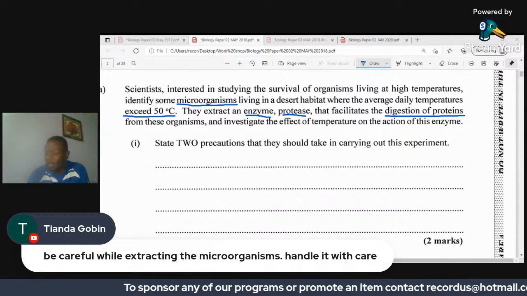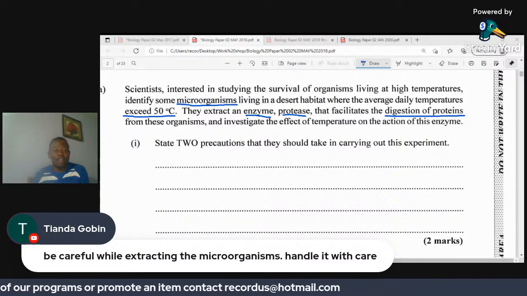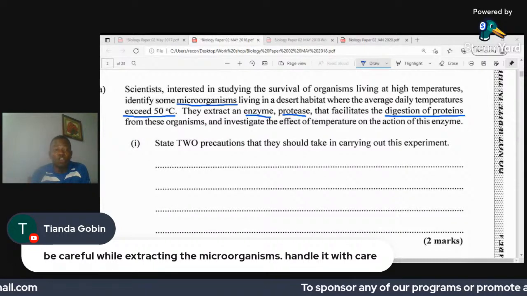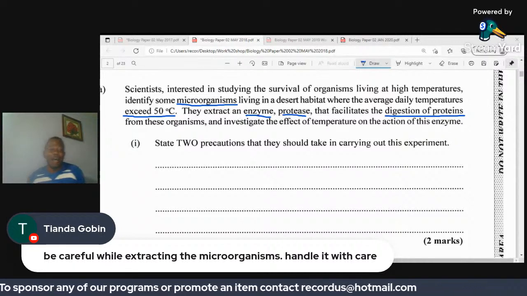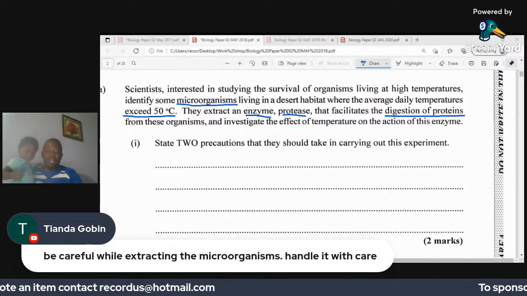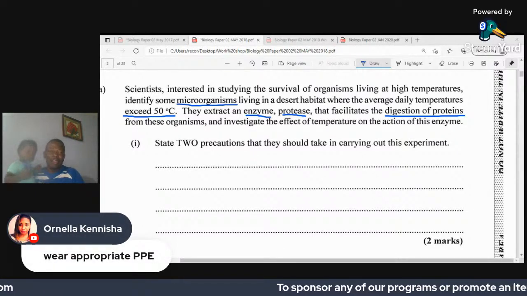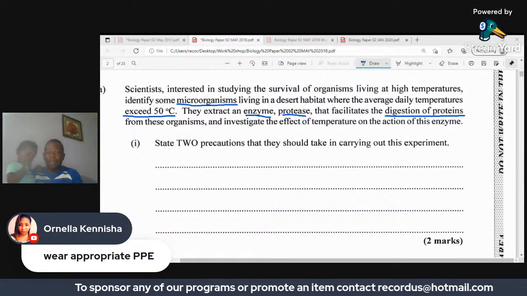Let me see what's happening here. I'm sharing it on the screen. Be careful while extracting the microorganism. Handle it with care. Anybody who would have heard about all the rumors around COVID would, of course, remember that you want to handle this microorganism with care because you really don't know much about it. So these are some of the precautions that you're definitely going to take. Handle that microorganism with care, wear appropriate PPE.